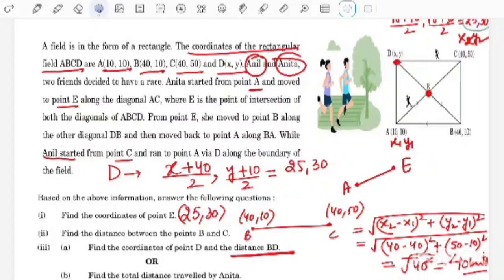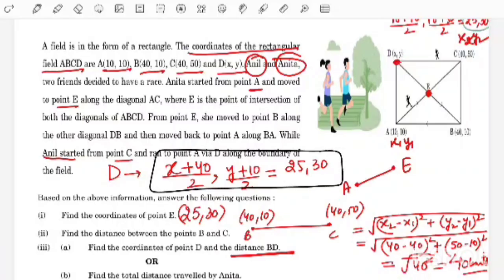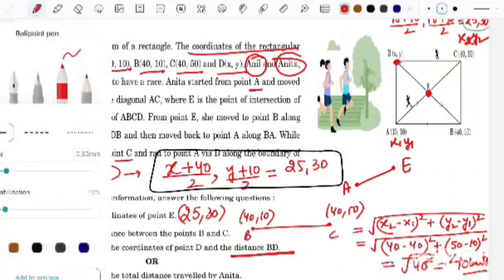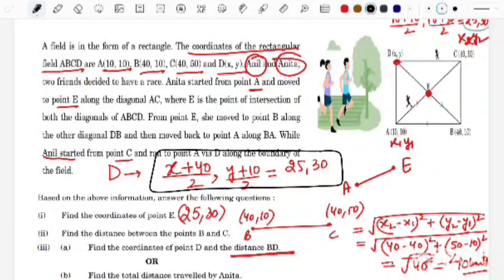Yeah, what have you found? x equals 10. So on calculation, you get x comma y. On calculation, what have you got? D point is 10, 50. Done. You have calculated the coordinates of D. Now you have to calculate the distance between B and D. Will you be able to find it?